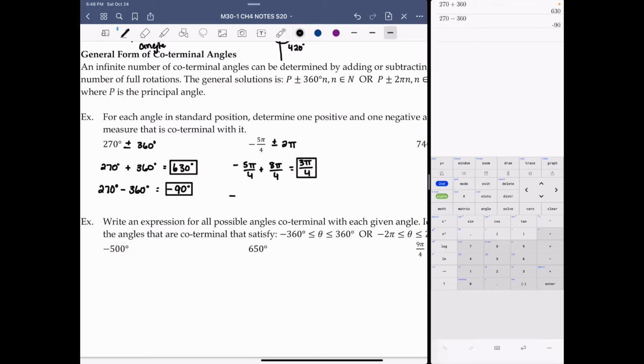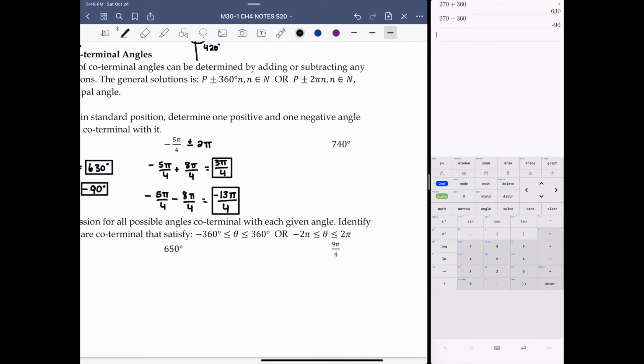And for subtracting, we have negative 5 pi over 4 minus 8 pi over 4, which gives us negative 13 pi over 4 radians. Next one, 740 degrees. If I add 360 degrees, I'll get a positive coterminal angle with 740. But if I subtract 360, I'll still have a positive number. So let's do the positive first, get that out of the way.